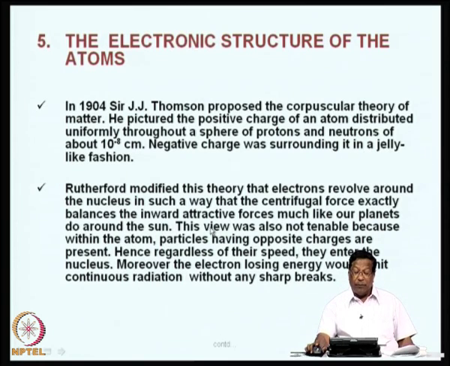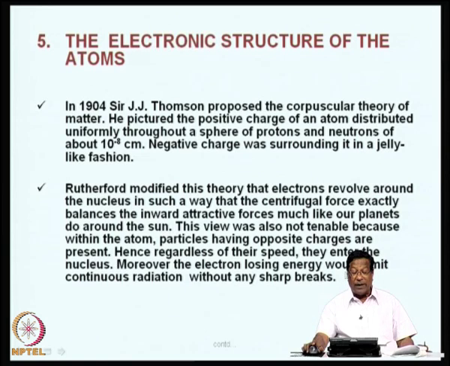Rutherford's theory, what was the problem? The view was not tenable, because within the atom, particles having opposite charges are always present. And how do you explain that? Inside the nucleus we have positively charged nucleus, and then mesons, pions and other things. Hence, regardless of their speed, even if the electrons are going round and round it, however stable it is, they enter the nucleus and finally annihilate themselves.